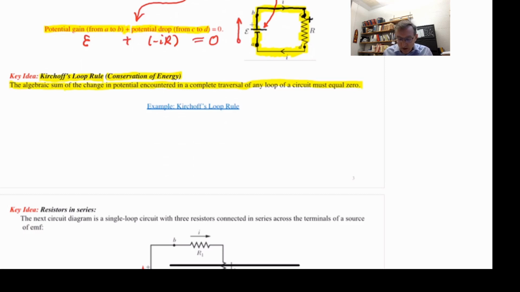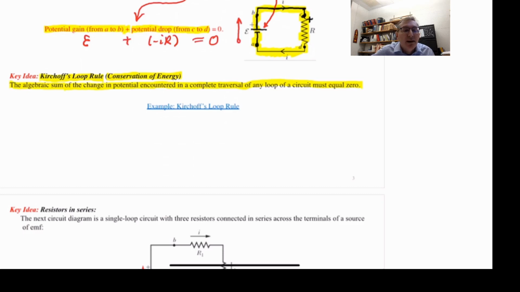Okay? So, when you start somewhere in a circuit, and you go around it in a loop exactly once, and get all the way back to where you started, there can't be any net change in energy. Now, the way that manifests itself is any electric potential gains, positive numbers in volts, and any potential drops, negative numbers in volts, when all added up, will be zero. And that's what Kirchhoff's loop rule, or, like we ought to call it, the conservation of energy rule for circuits, says. Let's apply it to another simple single loop circuit.